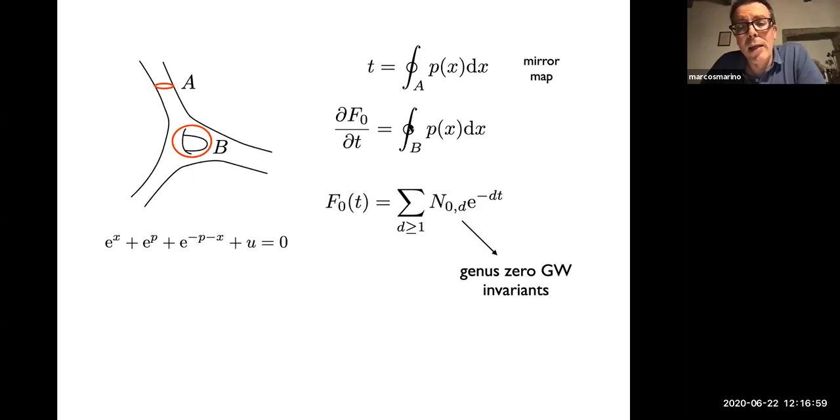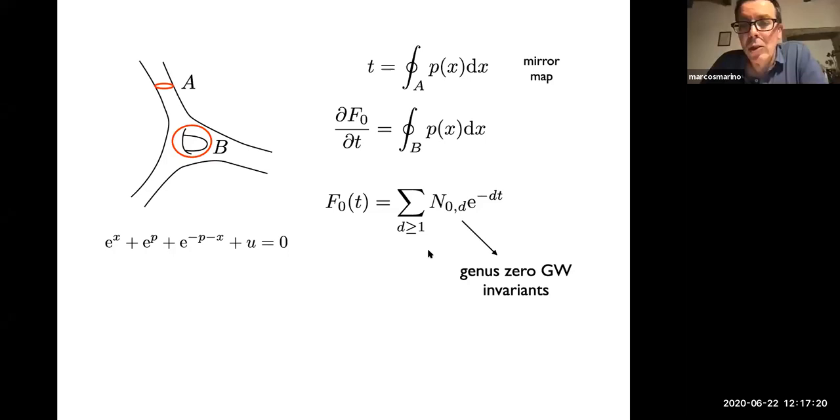And the other period of this Liouville one form, around the B cycle, gives you the derivative of a function F0 with respect to T. When you integrate this relationship and you expand in exponentials of e to the minus t, you get actually a generating functional of genus zero Gromov-Witten invariants.